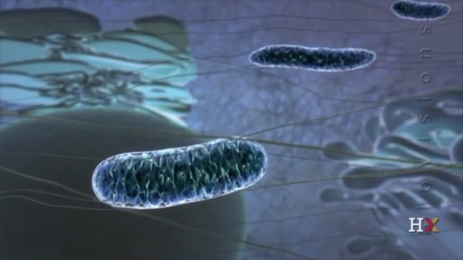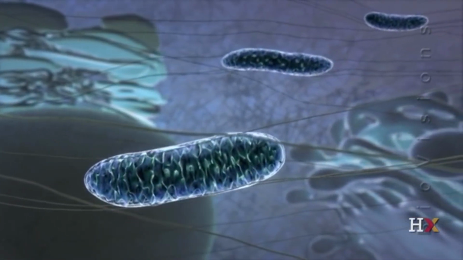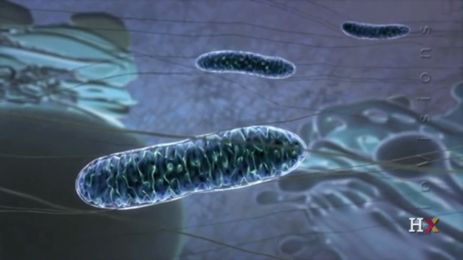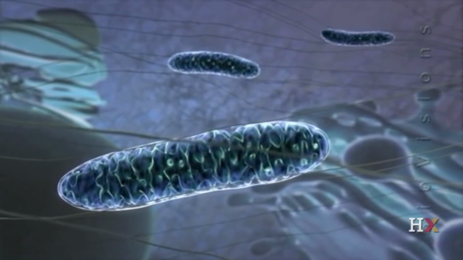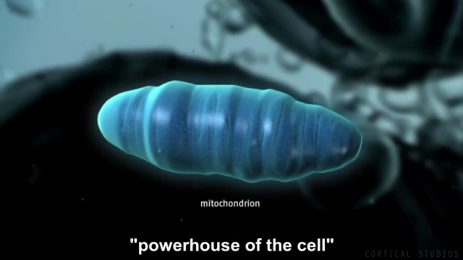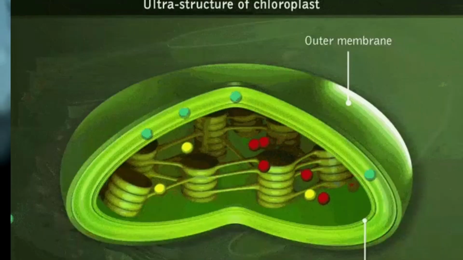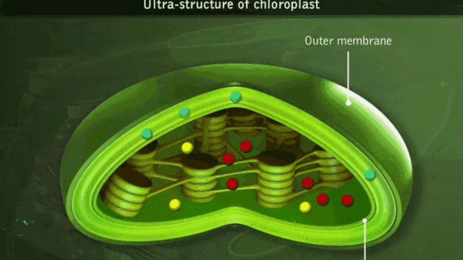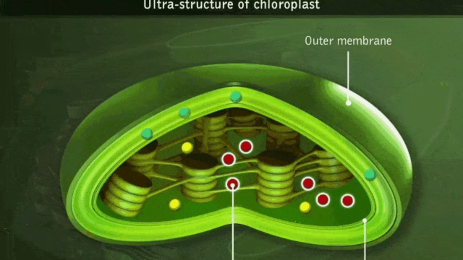Hello students, this is another video from the topic cell for class 9. Here in this video I will discuss the different cell organelles like mitochondria and plastids. Both these organelles are very important cell organelles.